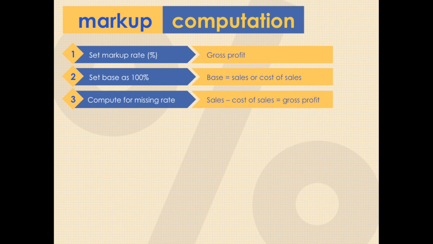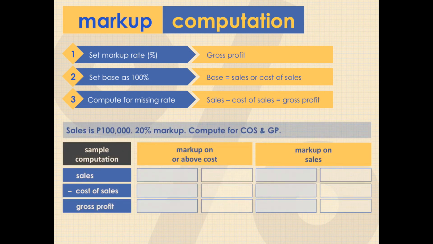Third, compute for the missing rate using the formula sales minus cost of sales equals gross profit. Now let's try applying these steps here. Let's assume we're given sales of 100,000 pesos and a 20% markup rate. Compute for the cost of sales and gross profit amounts, assuming the markup is a markup on or above cost and assuming the markup is on sales.